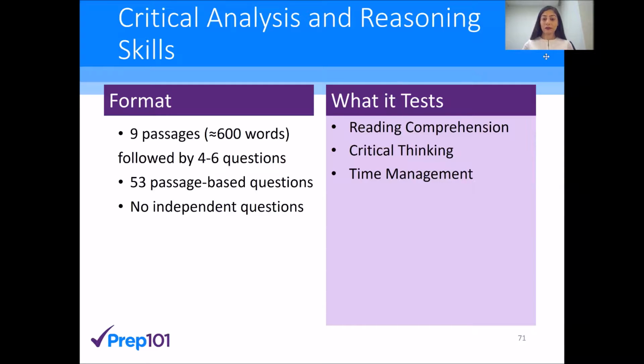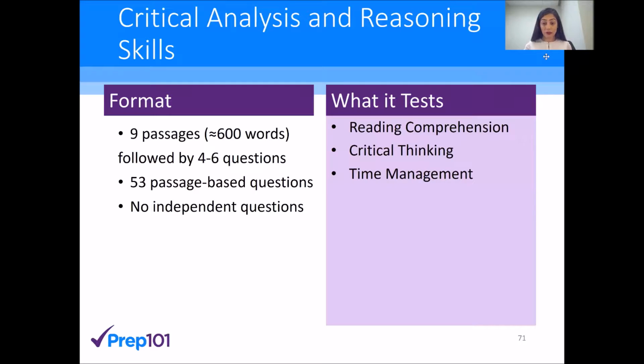Now, what it tests are these 3 things: reading comprehension, critical thinking, and time management. And the reading comprehension, not so much. Yes, there are a few questions which will be testing your comprehension. For example, they'll ask you, what did the author mean when they used this word? Or perhaps they'll tell you, hey, which year did this occurrence happen in? That's reading comprehension. However, the vast majority of this section is a critical thinking skills test. And the main thing it will really test you on is time management, because there are severe time constraints.